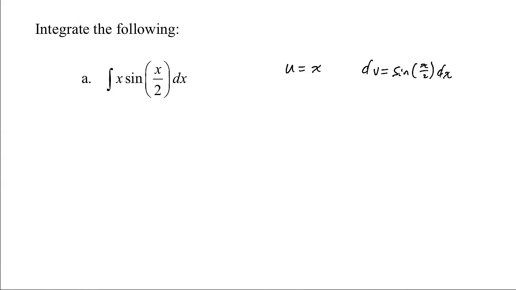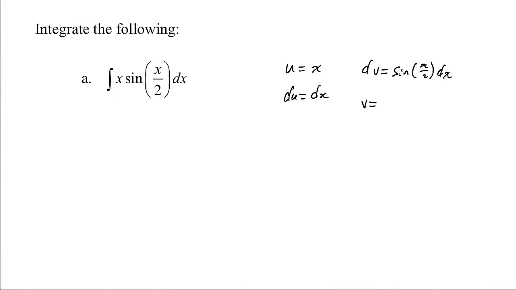I think you could have done u as sine of x over 2. I am picking u specifically to be this for something that I'm going to show you in just a minute. It's going to be a shortcut method for this. So du, the other thing that's nice is that du is now just dx, so I know I'm not going to have to worry about any simplification or anything.